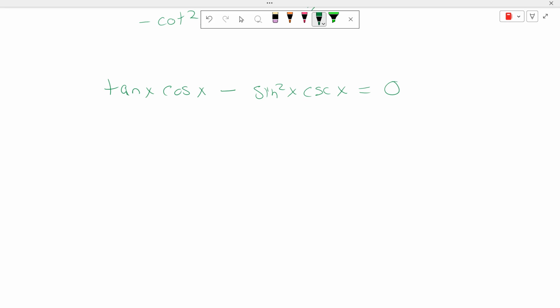So, if I have a bunch of different things, let's change them into sines and cosines. So tangent is sine over cosine, cosine of x is cosine of x, so it's cosine of x over 1. This is sine squared of x over 1. And cosecant of x is what? 1 over sine of x.